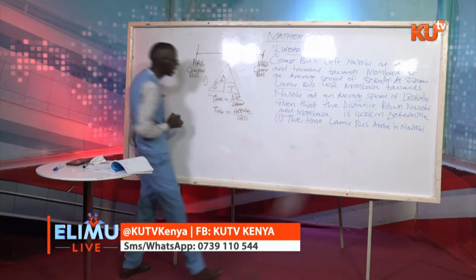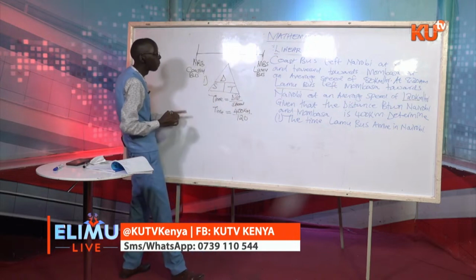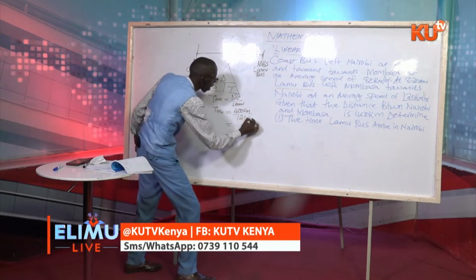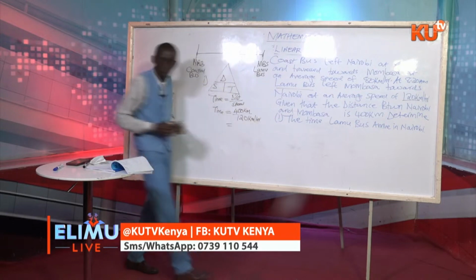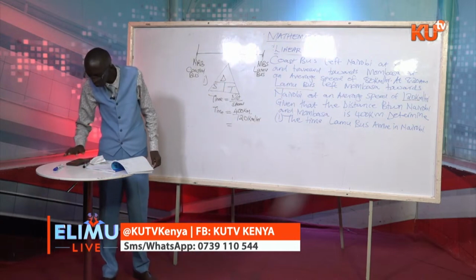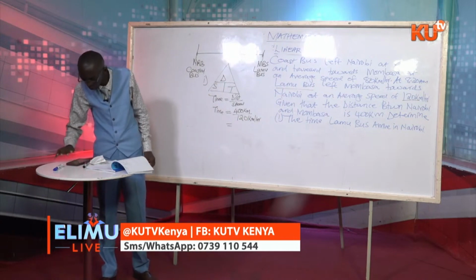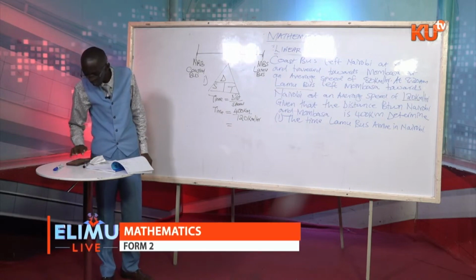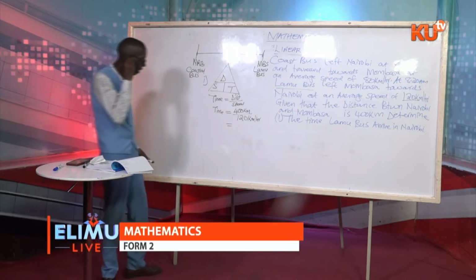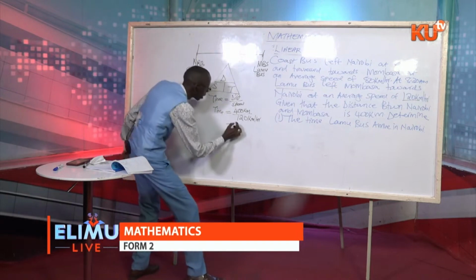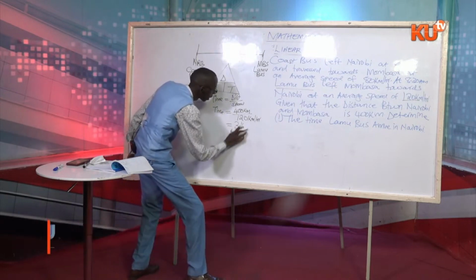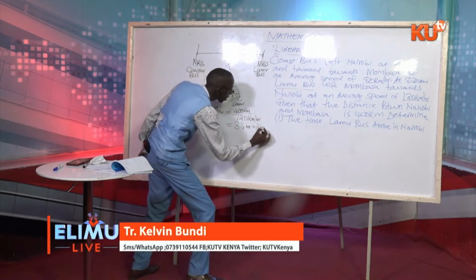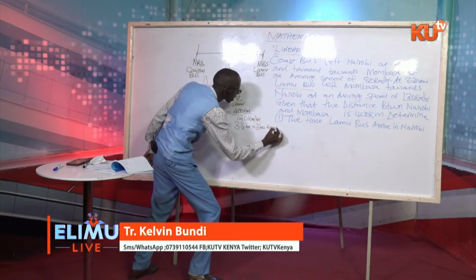So the time taken to arrive in Nairobi by the Lamu bus is 400 kilometers divided by 120 kilometers per hour. I'm going to calculate as you calculate also. 400 divided by 120 is 3.5 hours, which is the same as 3 hours 20 minutes.